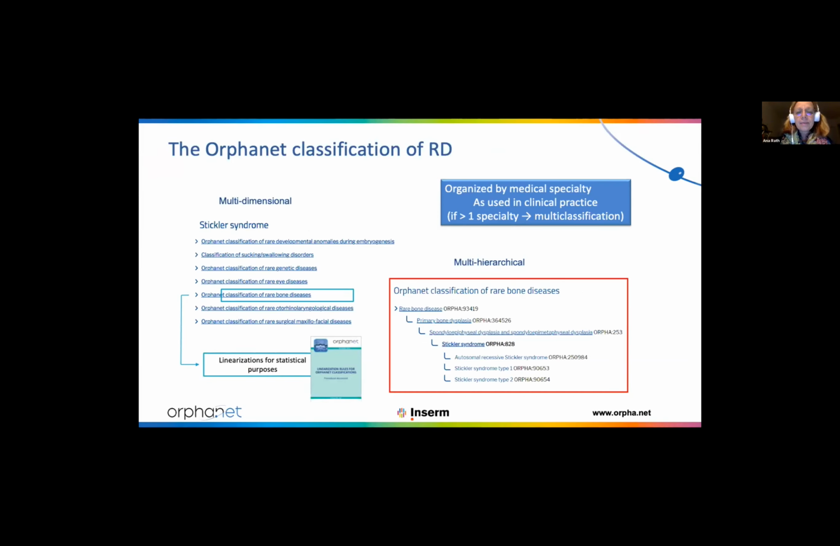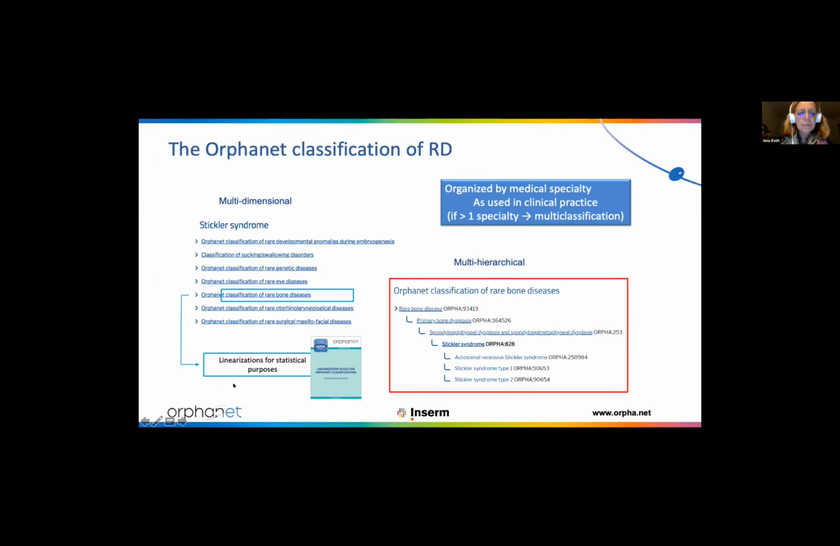The classification of rare diseases in ORPHANET is multi-hierarchical because most rare diseases are multisystemic diseases and can be multi-classified inside the same classification. And each classification follows a medical specialty. So you have rare cardiac diseases, rare neurological diseases, and so on and so forth.